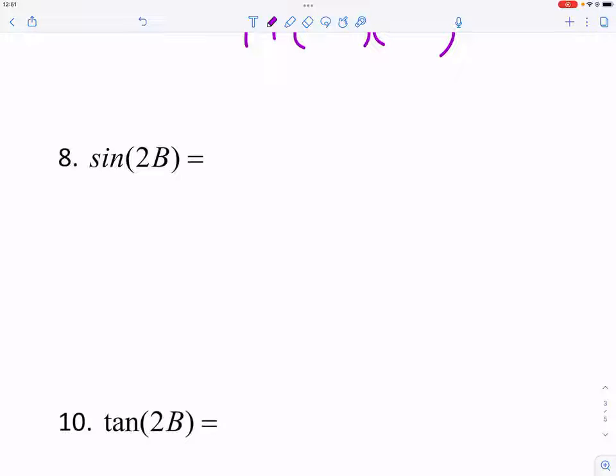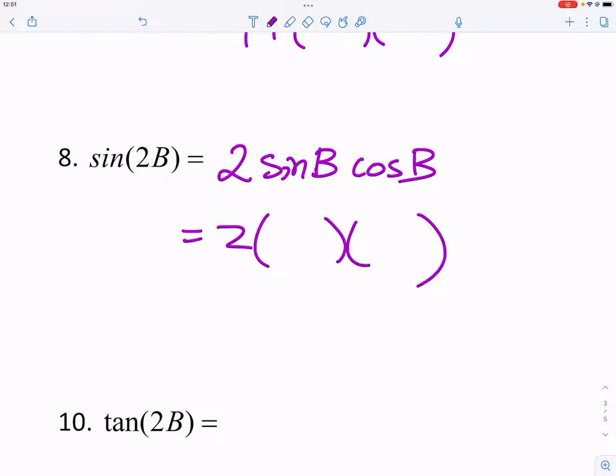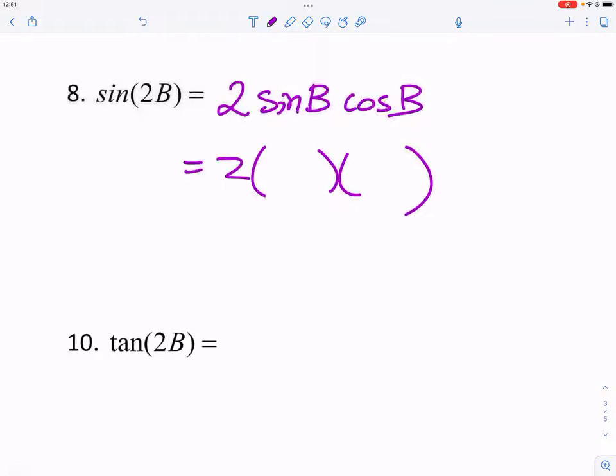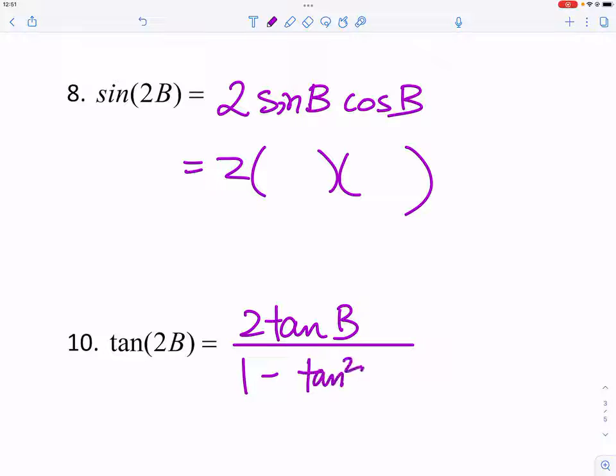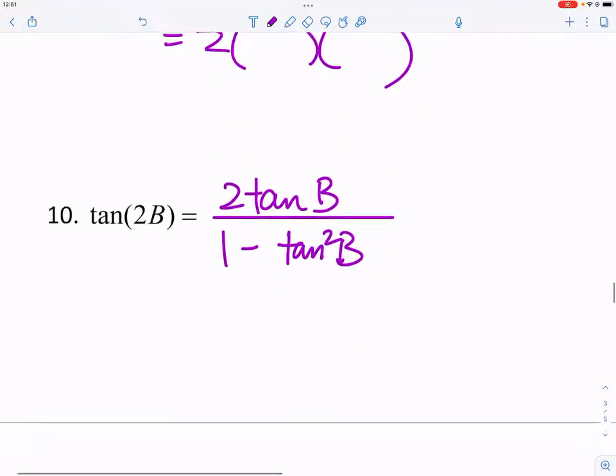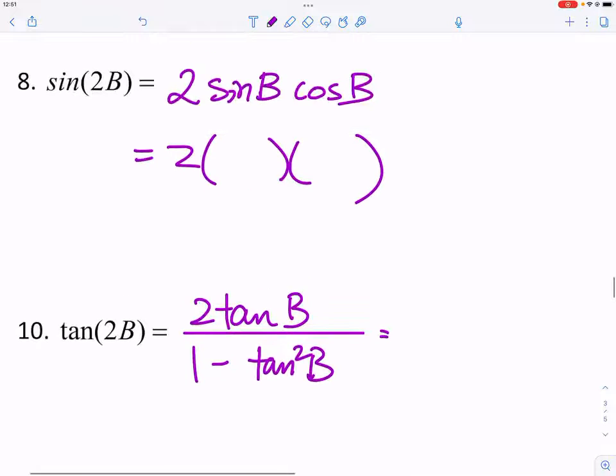Okay, what is sine of 2b? Sine of 2b is 2 sine b cosine b, which is 2 times those two things. We are going to plug those in in just a moment. And tangent of 2b is 2 times tangent b over 1 minus tangent squared b. Something you should know pretty well. If not, now is your final chance.